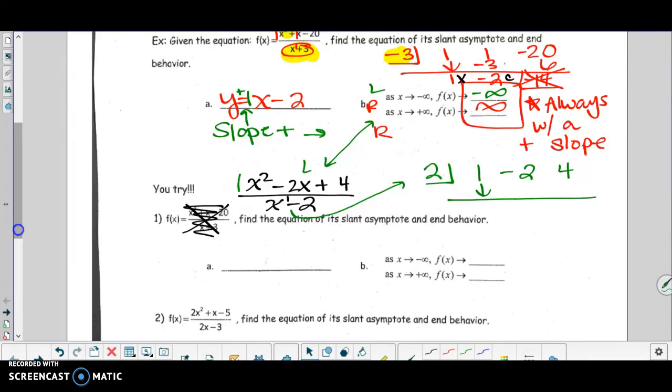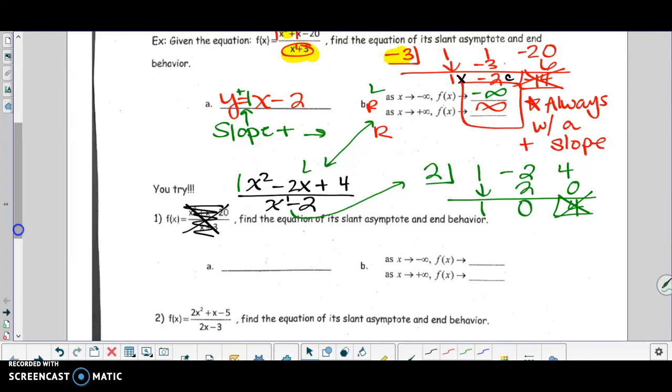So I bring down the 1. What happens if I'm missing something? It's in standard form, but it's missing a variable. What do I have to do? Put a 0 as that placeholder, right? So if I bring down 1, 2 times 1 will give me 2. Then 0. Remainder is 4. Doesn't matter. We don't care about the 4, right?